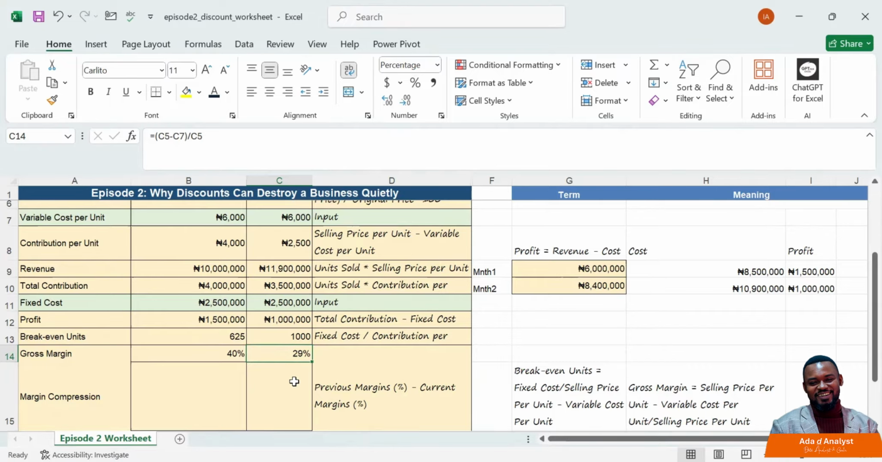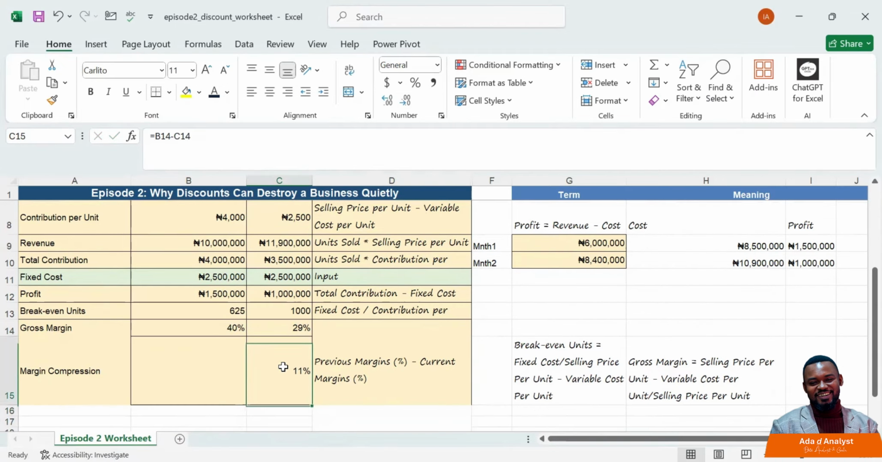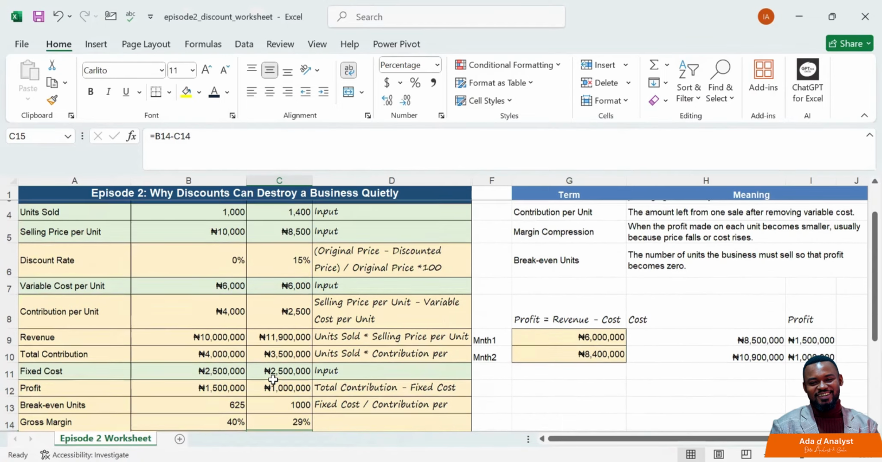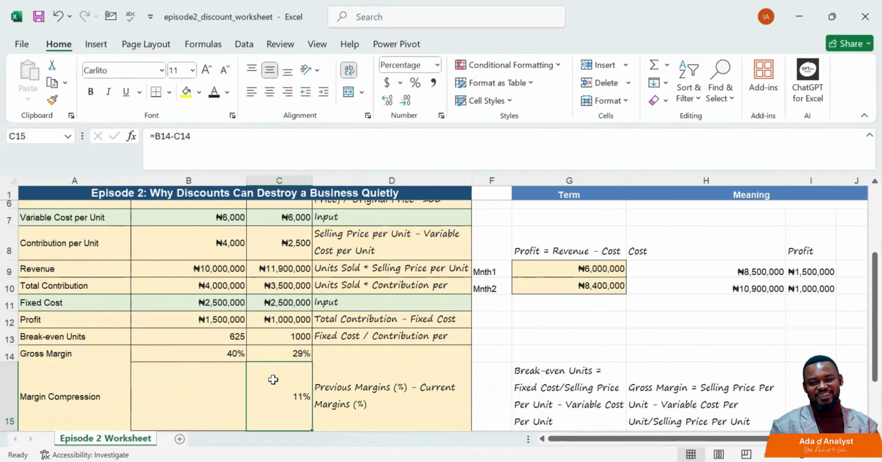With this, we can easily now determine our margin compression, which will be our previous margin, 40%, minus our current margin, 29%. Hit enter and we will have our margin compression of 11%. So I hope that is clear.